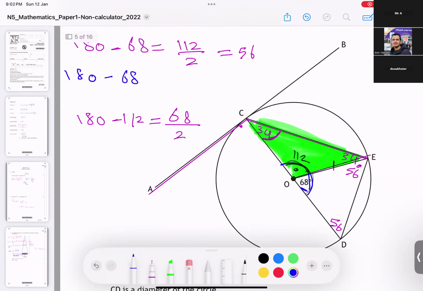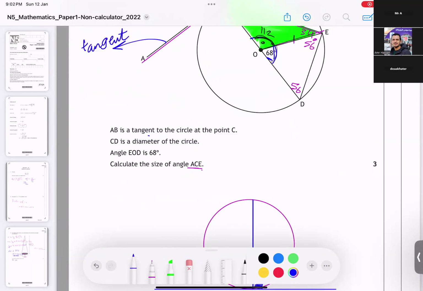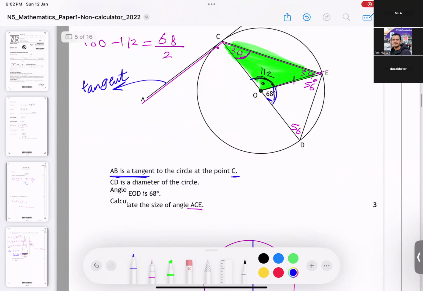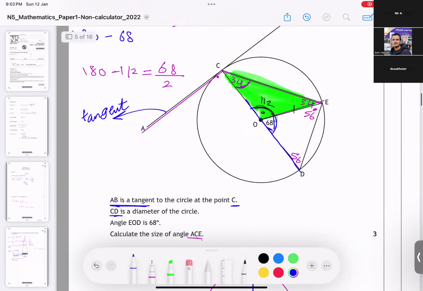Could you describe to me what AB stands for? AB is a tangent, right? If you read the given information, it says AB is the tangent of the circle at the point C, and CD is the diameter. So what is the relation between those together? I have a diameter, and at the same time this one looks like a tangent, right? To make sense, unite them.